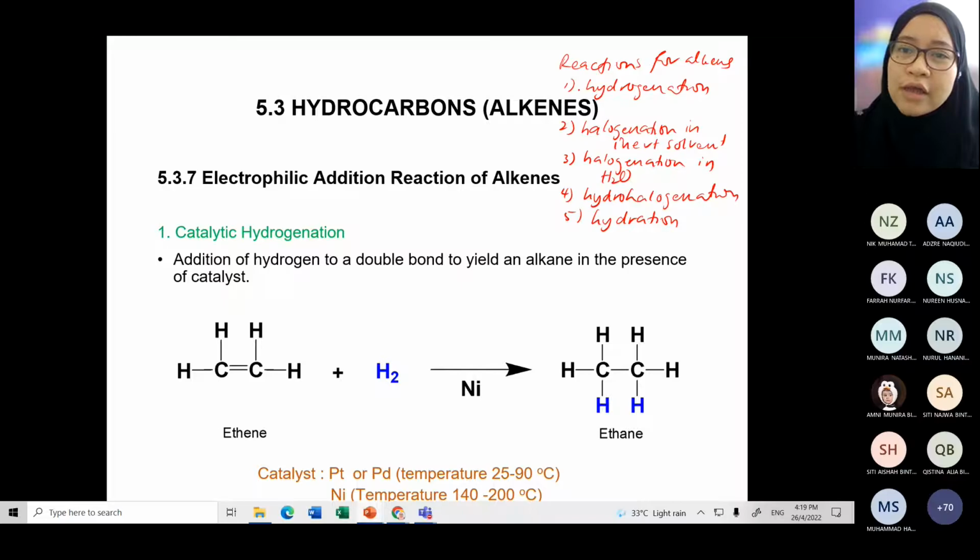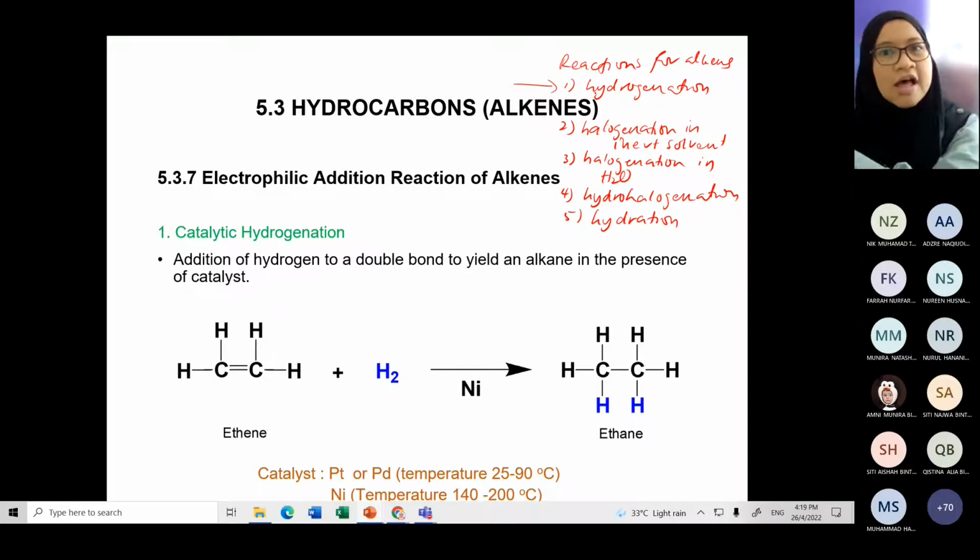As you know, every reaction will have its own reagent and its own conditions. Those you have to memorize, because when you are asked in the exam to specify the reaction or to name the reagent, you must be able to do that. So let's start with this one first, hydrogenation. Once we are done with this one, we are going to cross it off from our list.